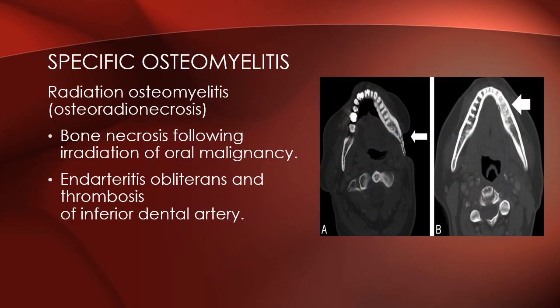Specific osteomyelitis, we have three types. The first one is radiation osteomyelitis, or osteoradionecrosis. It appears as bone necrosis due to irradiation of oral malignancy, and in case of endarteritis obliterans and thrombosis of the inferior dental artery. As in the figure, there is a bone necrosis.